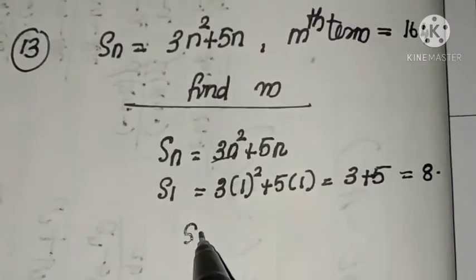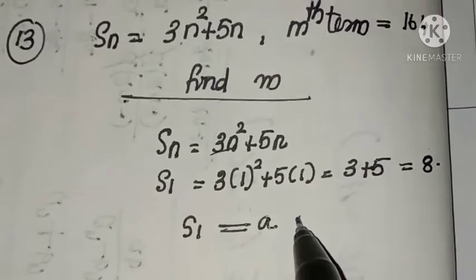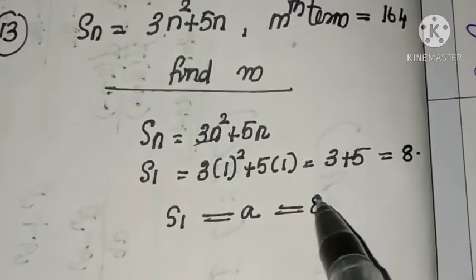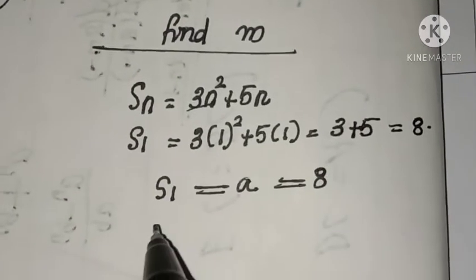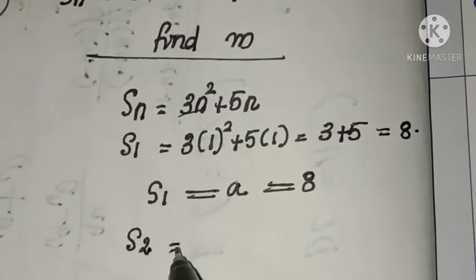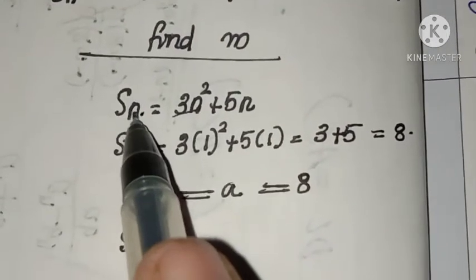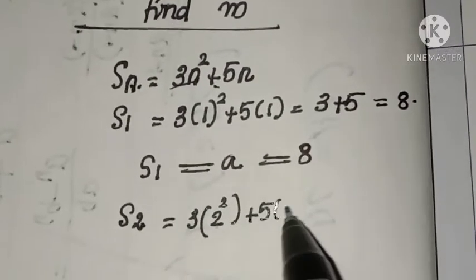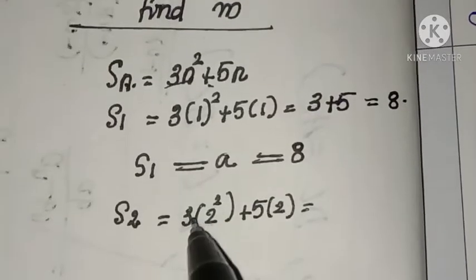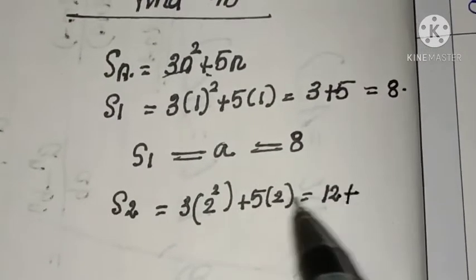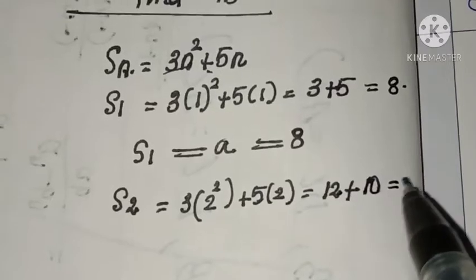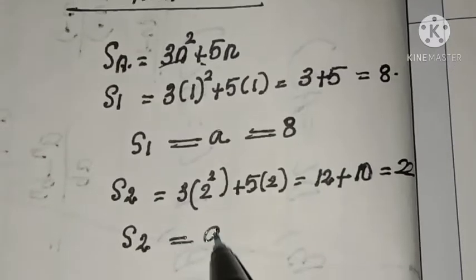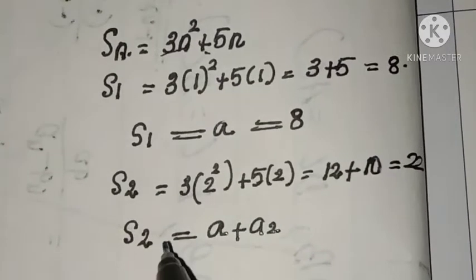Now listen, S1 is same as the first term. Okay, learn this result by heart. S1 is same as first term. So first term equal to 8. Now find S2. So here put n equal to 2. So 3 into 2 square plus 5 into 2. 3 into 2 square means 3 into 4, 12, plus 5 into 2, 10. 12 plus 10, 22.